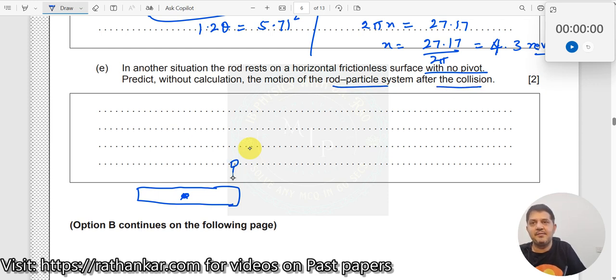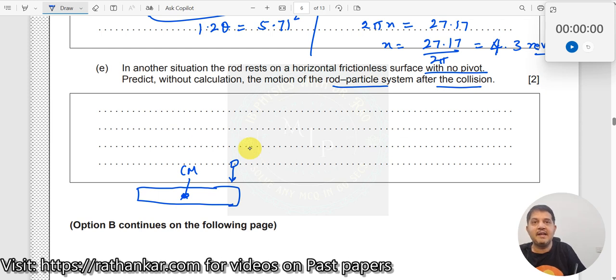Now the particle comes here, it hits here. Now what will happen? See, for example, when I have this object and it comes and hits here, the moment it hits here, this starts rotating. How does it rotate? There is no pivot over here, right? It's not been fixed at one point. But it starts rotating about its center of mass. So it also starts rotating.